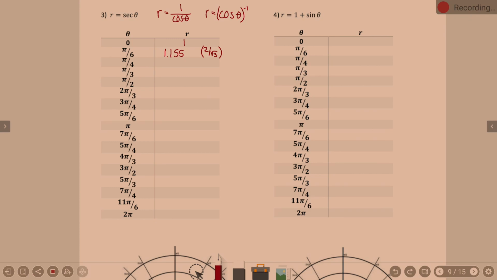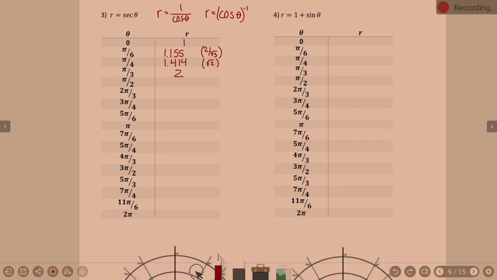Okay. We can do the same thing as with pi over 4. The cosine of pi over 4 is 1 over square root of 2. When we reciprocal it becomes square root of 2, or 2 over square root of 2, which is 1.414. Okay. Pi over 3. Well, the cosine of pi over 3 is 1/2. The reciprocal of 1/2 is 2. Now, those are our 3 main values we'll use over and over, aren't they?